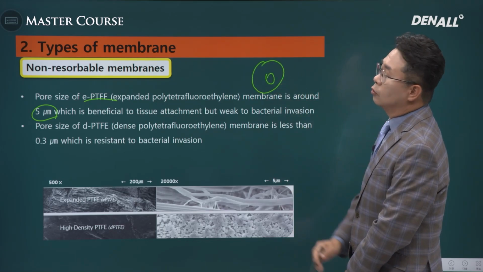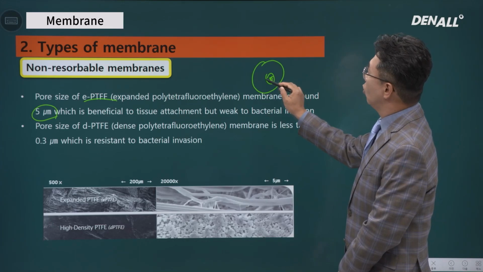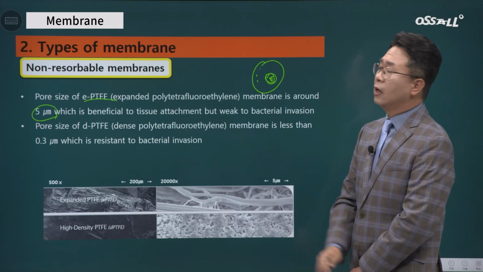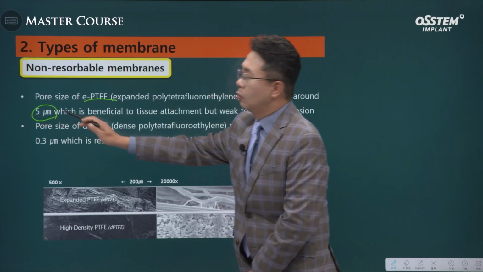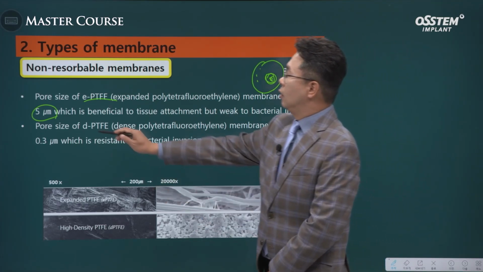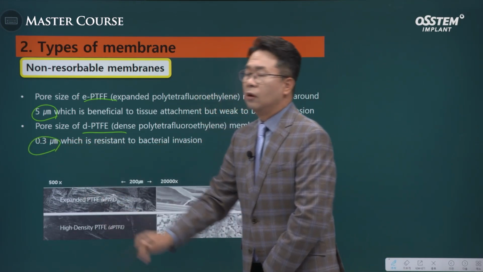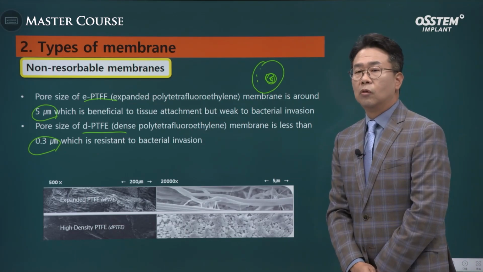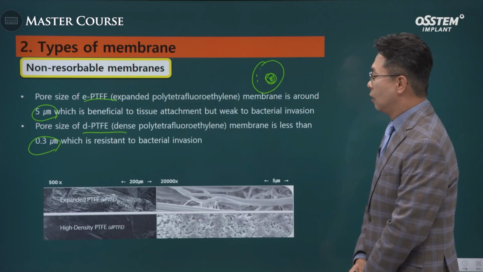Yes, there is a difference between outer and inner. The inner is semi-permeable, so the pore size is a bit bigger. As for the outer, it should not be semi-permeable, so it's smaller. On average, it is about 5 microns. As for the DPTFE membrane, the pore size is 0.3 microns. So this is the pore size where bacterial infiltration is impossible.